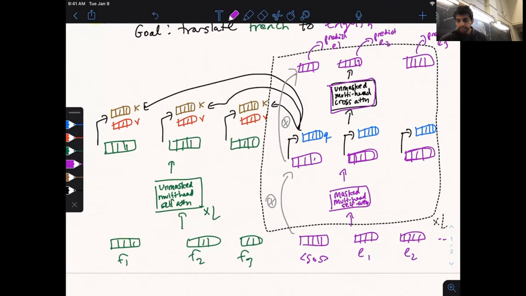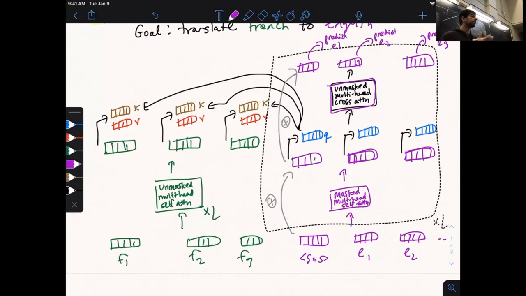Are we trying to build an LM for both languages that we're translating between? Okay, so this is a pretty good question. In the sequence-to-sequence model, we are not building two language models. We are only building one language model, and that language model is in English. It's the decoder. The decoder is a language model.